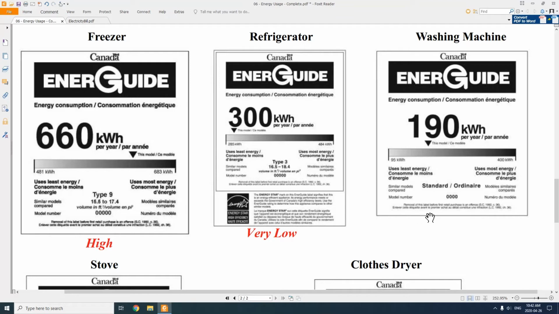All right, washing machine here. Yeah, seems not bad, right? It's fairly average, right? The middle would be kind of your average washing machine, so it's fairly average. It's a little bit low, right? So yeah, it's probably a pretty good buy.